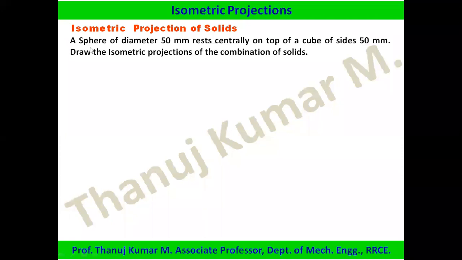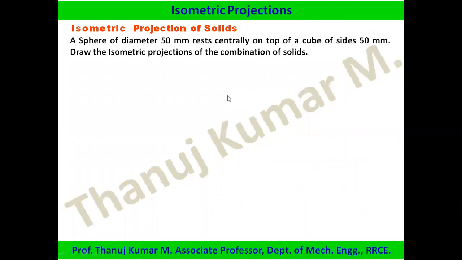So they have told a sphere of diameter 50 mm is centrally resting on top of a cube of sides 50 mm. There's a cube first placed. On that you're keeping a sphere. There is a square box, and on top of it you are keeping a ball of the same dimensions, that is 50 mm and 50 mm. That is what is drawn here.